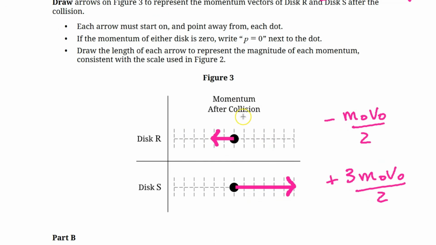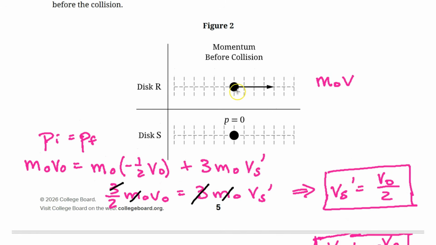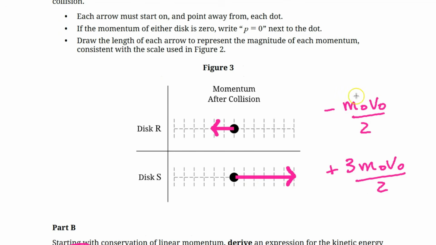So remember, they're asking you to draw the vector for the momentum, not for velocity. So we need to take the velocity that we found times the mass of disk R and disk S. So for disk R, we get negative m0 v0 over 2. And because it's negative, the arrow is going to point towards the left in the negative direction. And the reason we're drawing a length of 2 is because if you go back up here, disk R initially was moving to the right with a magnitude of m0 v0, and now it's half m0 v0, so the length should be half of what it was before.